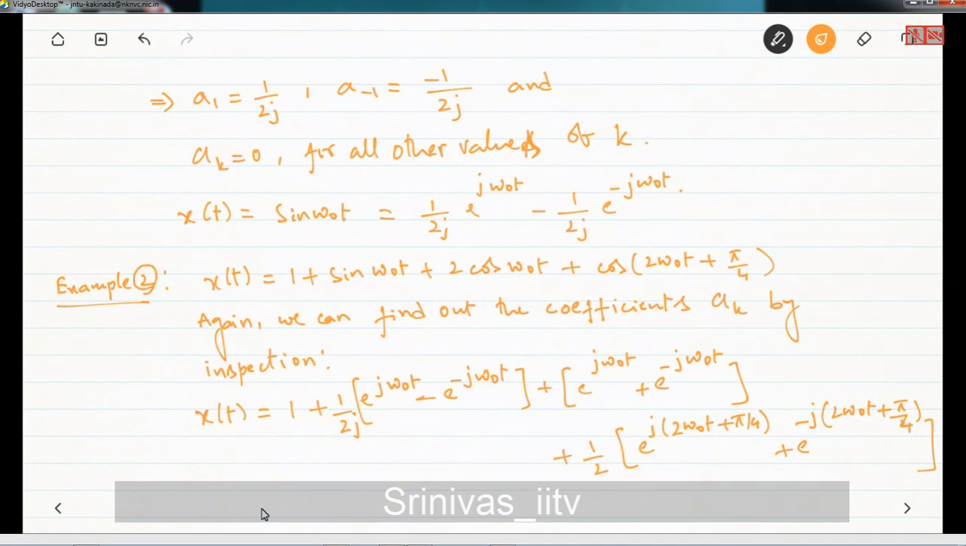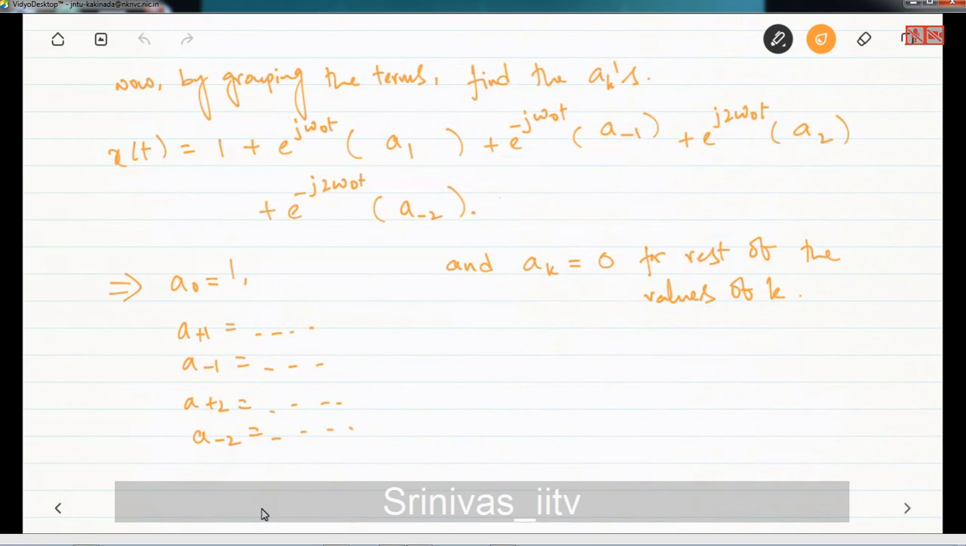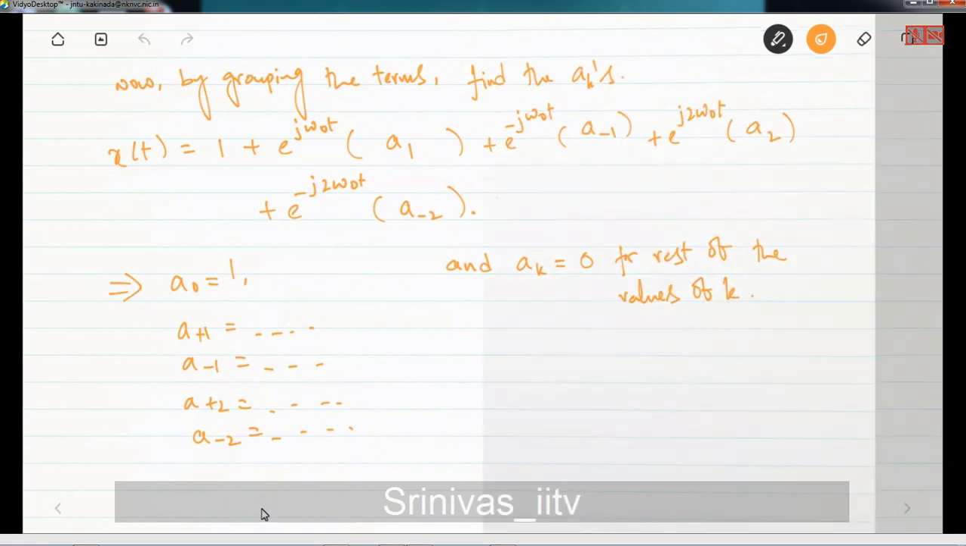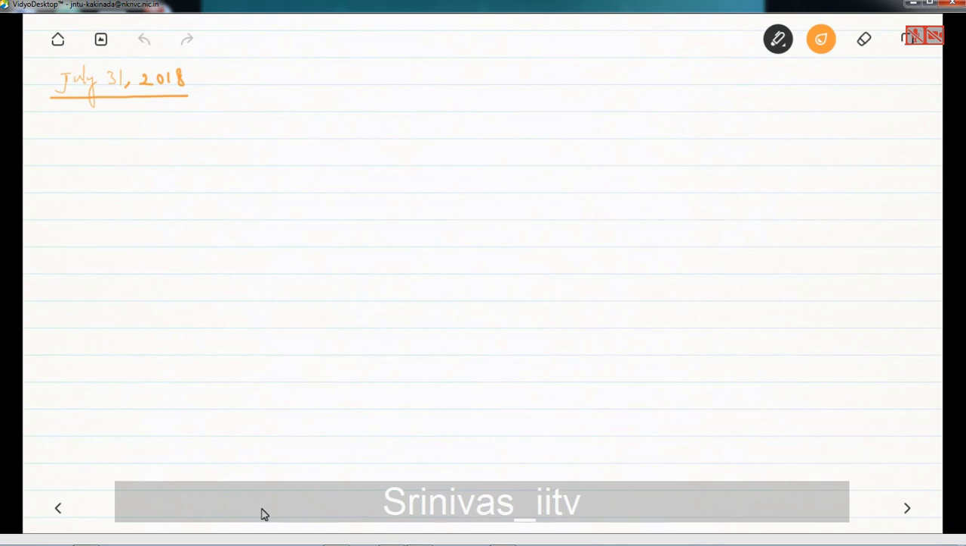It also consists of all sinusoids. These examples are not much difficult. Since x of t already consists of sinusoids, we can always express them as a linear combination of sinusoids. That's why we'll take one of the most interesting examples. So I'll continue with the next example.